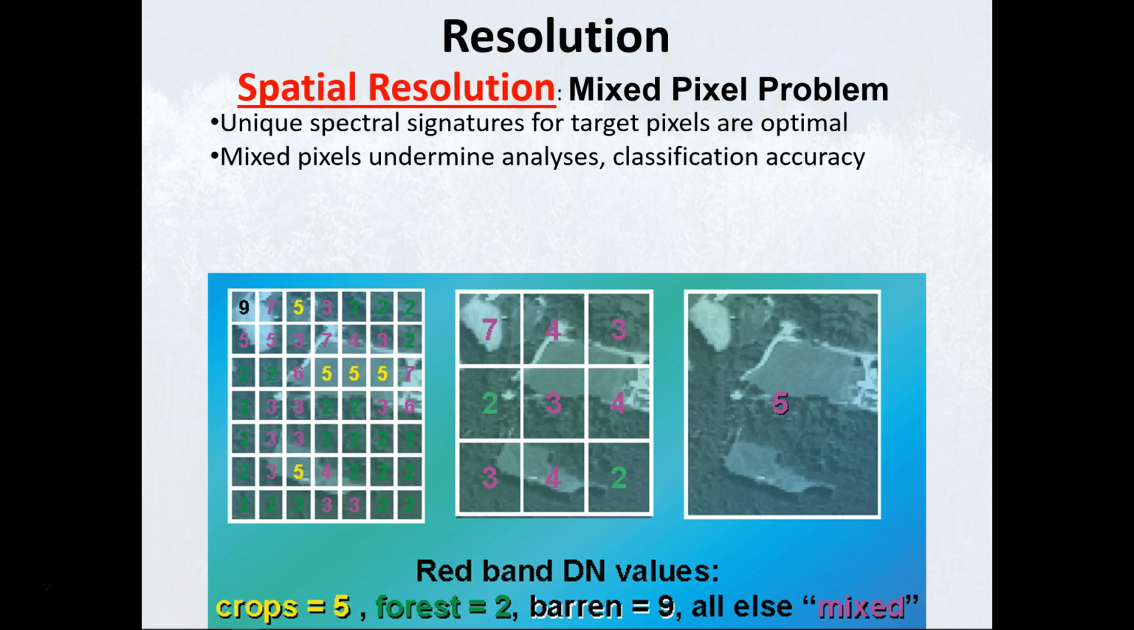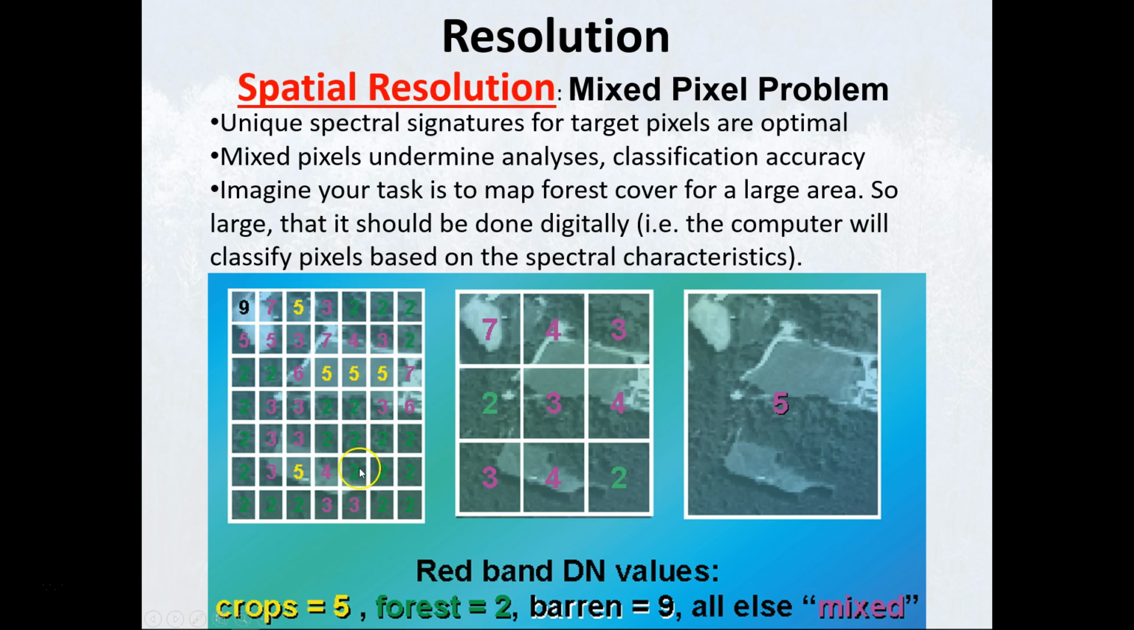Alas, that's almost never going to be the case, as regardless of what resolution you're at, even very high resolution imagery, you're almost always going to have some mixture within your pixels. Imagine your task is to map forest cover over this large area. With our smallest pixel size here, you can see we're getting a lot of pure forest pixels on the left and the bottom right hand corner, but we're also losing quite a bit of forest in chunks here to a mixed pixel. Here we lose some.